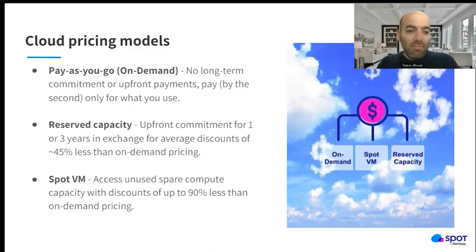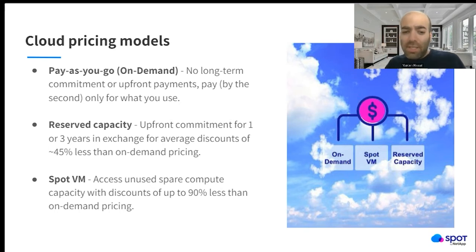So before actually jumping into the actual solution, let's first figure out what the customer's pain points are. For that, I'd like to take a minute or so to talk about Azure's pricing models. I'm sure you're all familiar with that, but let's just basically cover those. Azure has three pricing models: the pay-as-you-go model, the reserved capacity, and the Spot VM models.